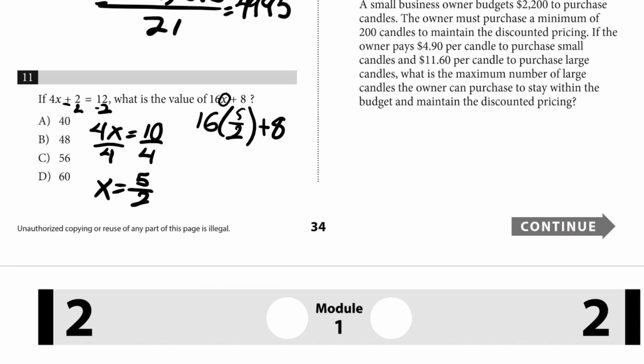16 times 5 over 2 plus 8. 16 times 5 over 2, first we divide 16 by 2, that's 8. And then we multiply that by 5, which is 40. And then we're going to have 40 plus 8, which gives us 48.